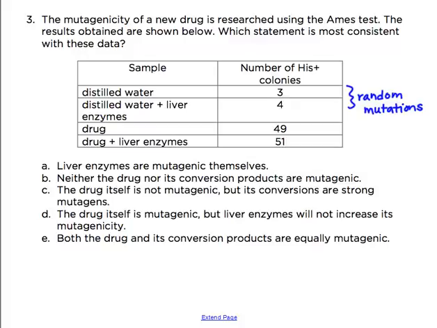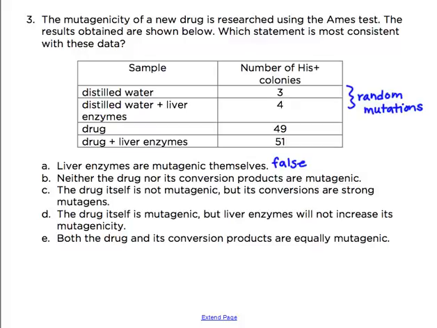For statement A, it says that liver enzymes are mutagenic themselves. Well, as you can see, from distilled water, there was a random mutation rate of about 3 His colonies per plate. And then with the distilled water plus the liver enzymes, there were only 4 revertant colonies. So those numbers are basically similar, so we could just say that that is random mutation, and that liver enzymes are not mutagenic themselves. If they were, then we would see a large increase in revertant colonies from the distilled water to the distilled water plus liver enzymes. So we're going to say that this is false.